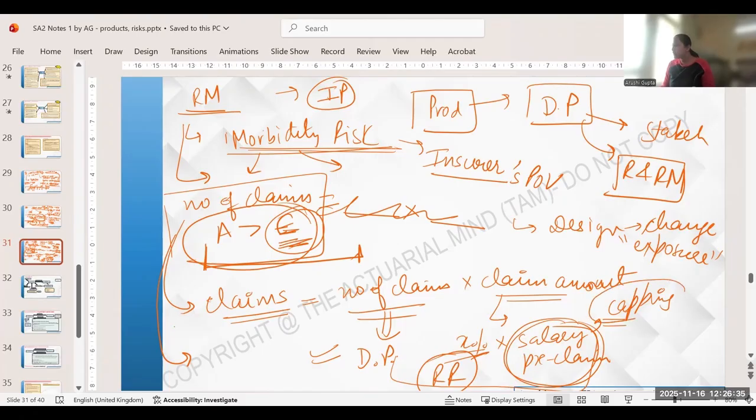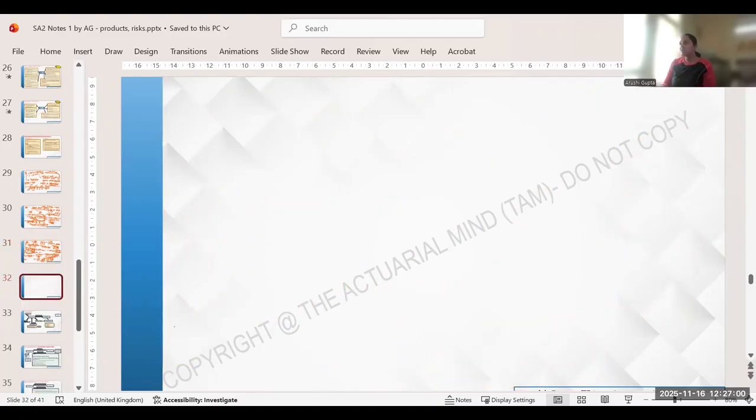So again, this is a product feature that some companies use. Yes, we are using a deferred period that solves this purpose, but then there's another need. So the claim amount is also a risk in this case. So we will do a capping also in addition to the replacement ratio. So again, can you see these are subtle ways of risk mitigation or limiting the exposure? Yes or no? Yes.